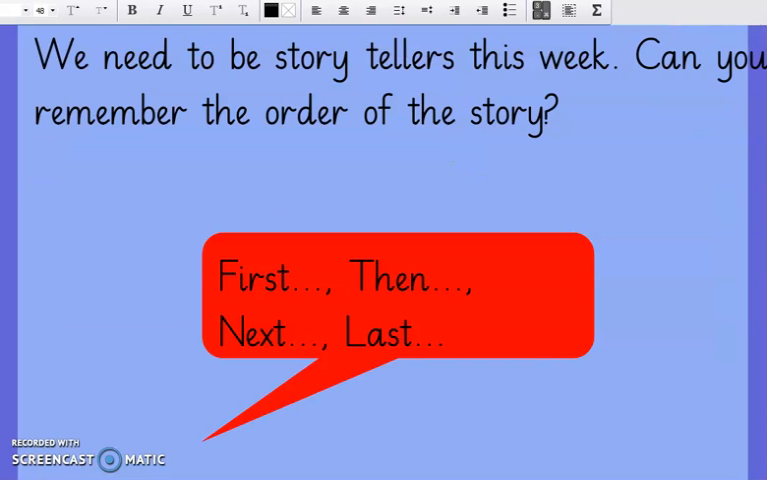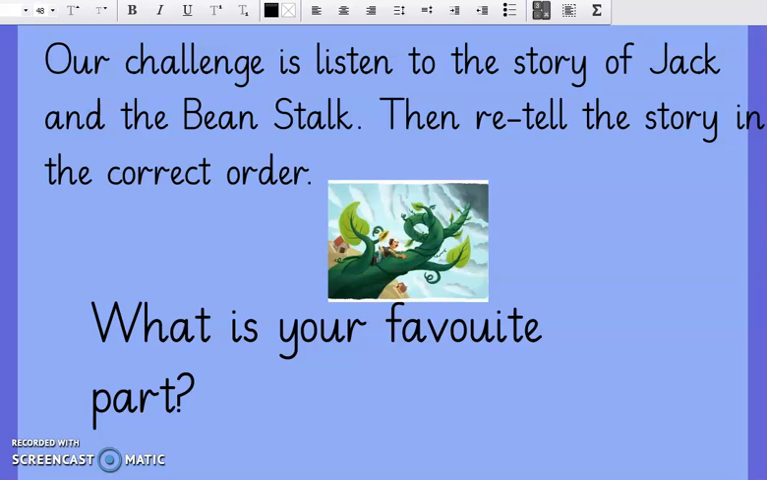We're still looking at our story of Jack and the Beanstalk, and we're trying to sequence the events and put them in the right order. First, next, then, last. Once you've listened to the story again, if you need to, try and retell it to someone. And can you remember all the parts and the order in which they go? Is there a favourite part of the story?